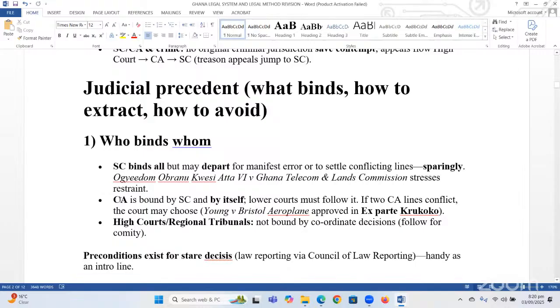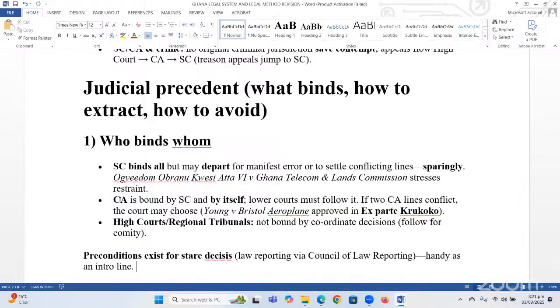So the idea of judicial precedent is something associated with the common law tradition, as you know, because the whole common law architecture is based upon judicial precedent or stare decisis. And that is why we say that common law is judge-made law, is decisional law, because you use previous decisions to decide similar cases which come up.